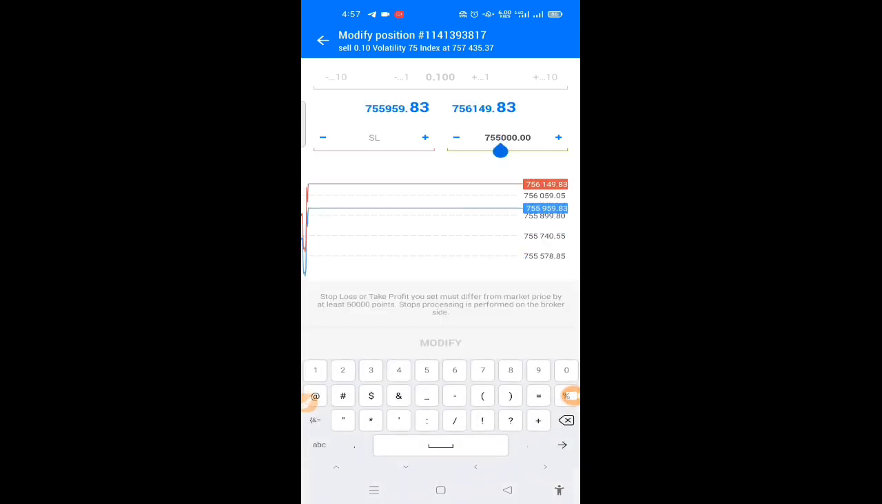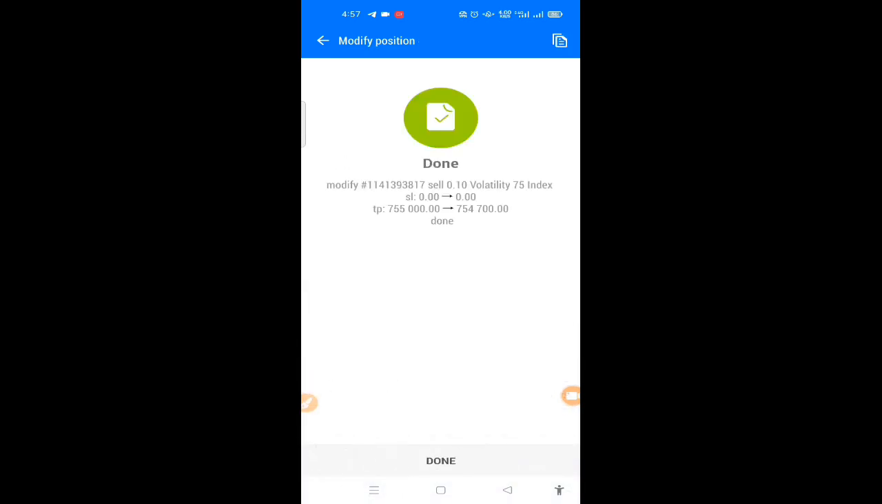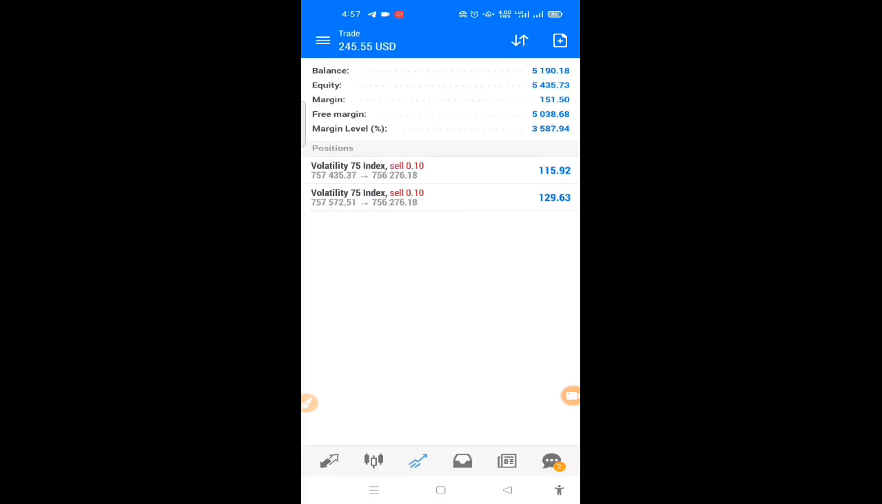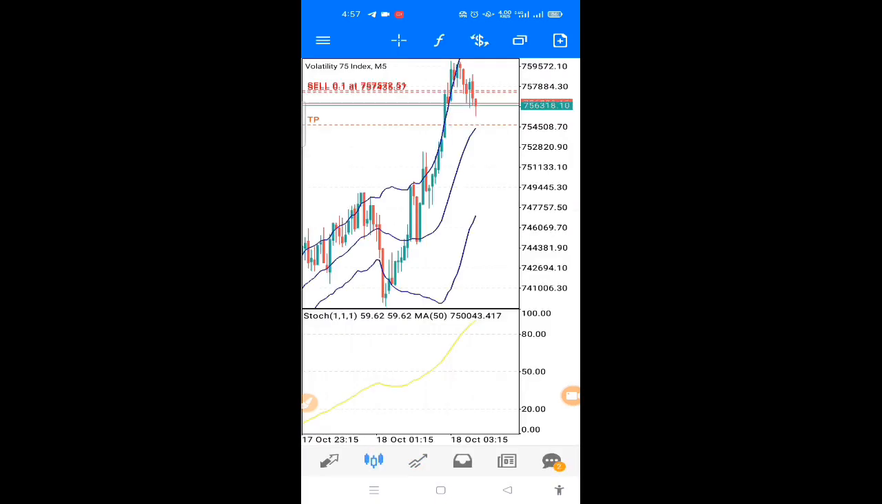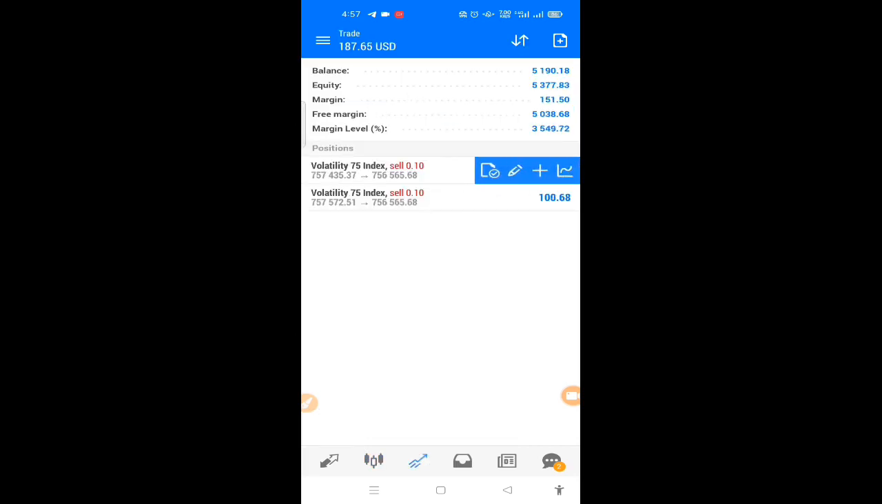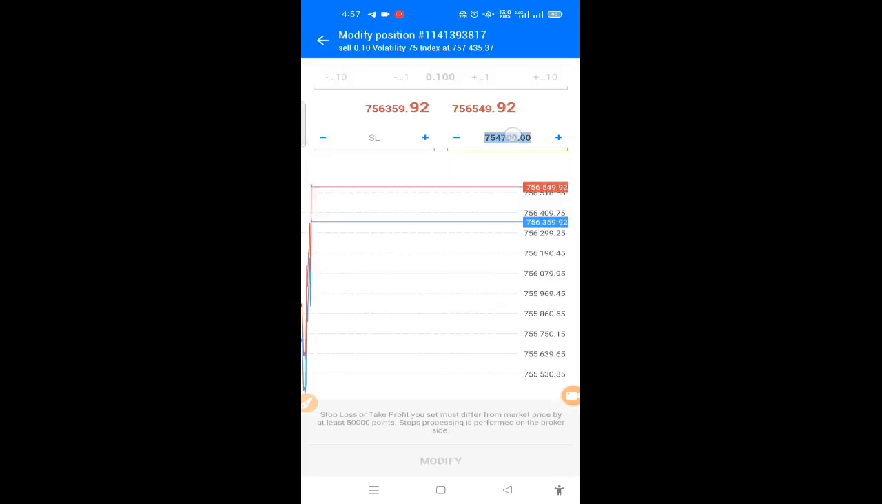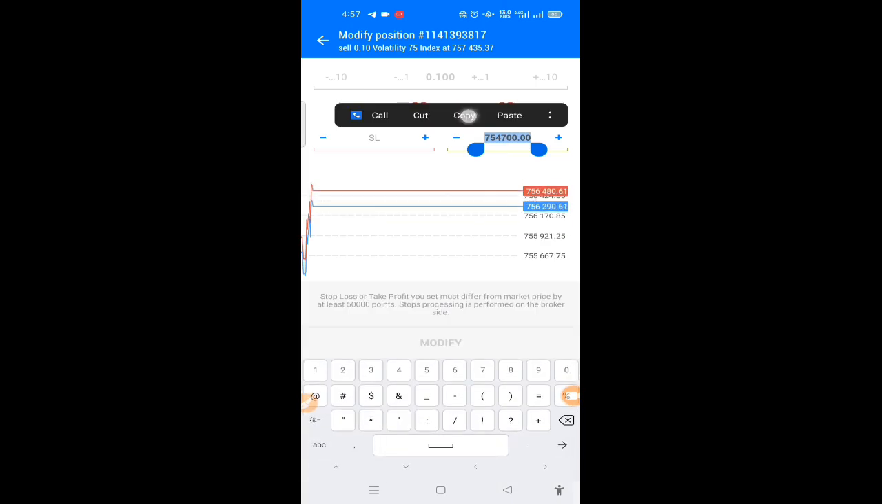749, 754.7. Let me see if this one is correct, but don't forget that this Bollinger Band will move. Okay, this one is better. So let's assume this is better now.